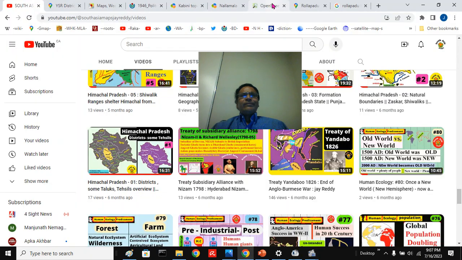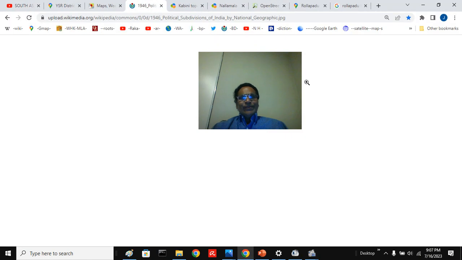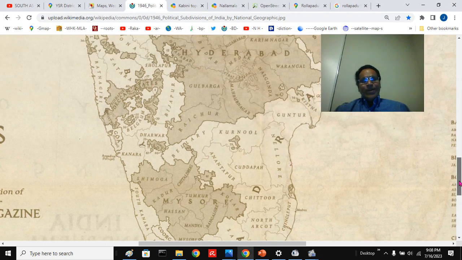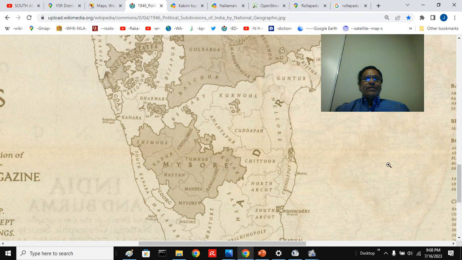If you want to see historically, at partition time before the Radcliffe line, how the political map of India looked: this is the Ceded division of Madras Presidency. This is the Coastal division, Coromandel division. It has Ballari district and Kurnool district, Kadapa, Chittoor, Anantapur. The enclave Shia state of Banganpalli princely state, and another Maratha princely state, Sandur, near Ballari. That is the area.